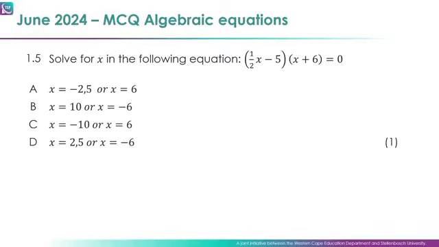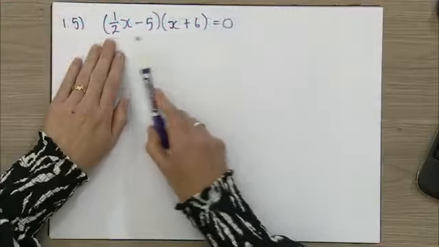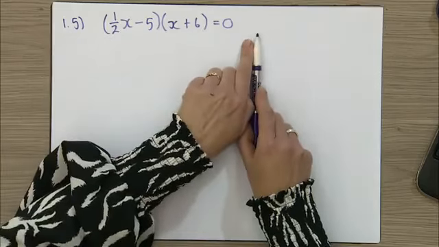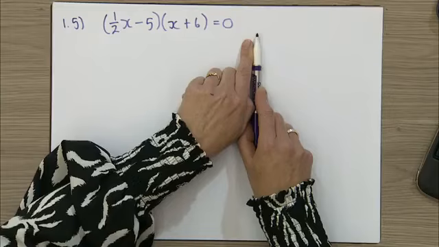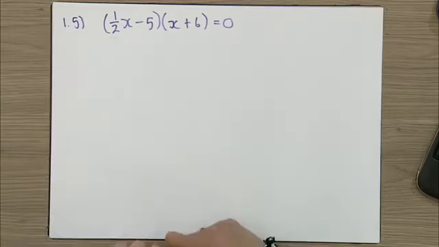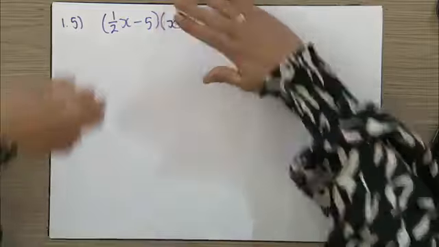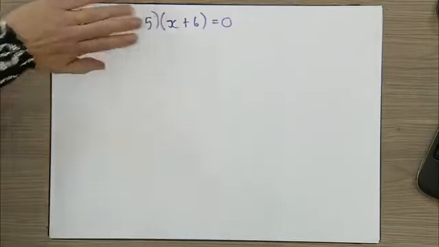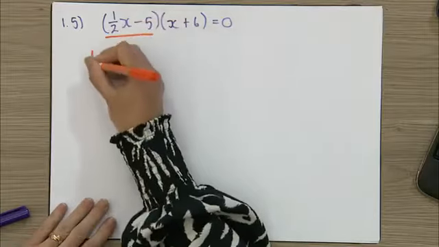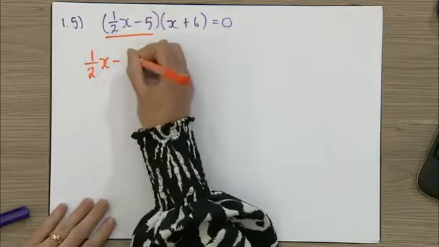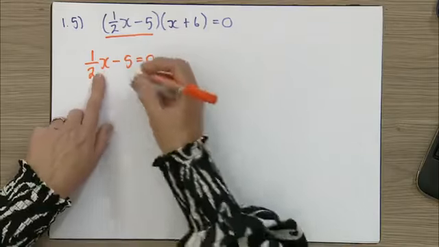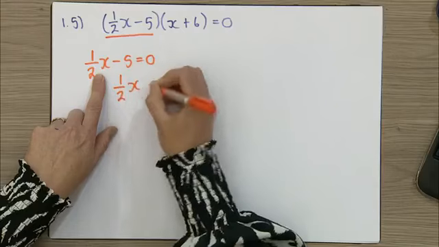So if I look at question 1.5, let's go look at it quickly. Do you see it's already factorized and it says equal to 0? So very similar to our previous one, but they've already factorized it for me. So how do I know which bracket is the 0? I don't. It's either the first one or the second one. So let's go do them both. It's either the first one, either a half x minus 5 equals 0. So that means it will be a half x equals 5.